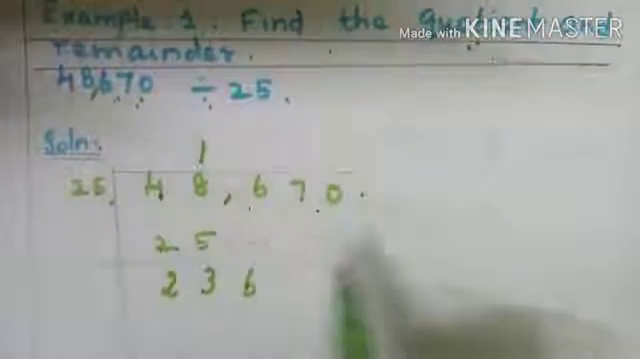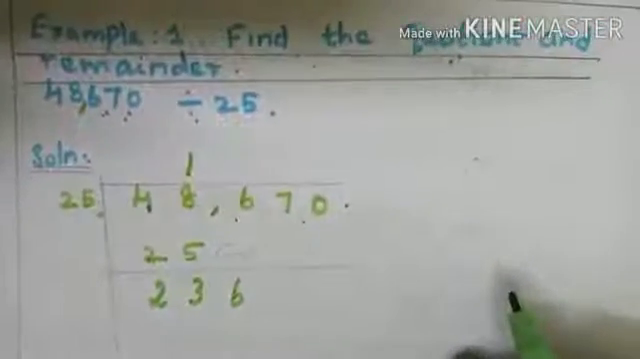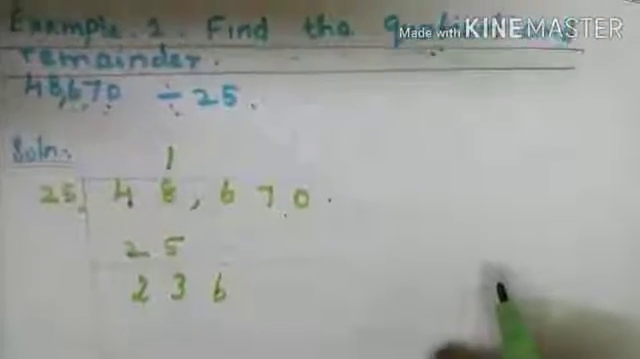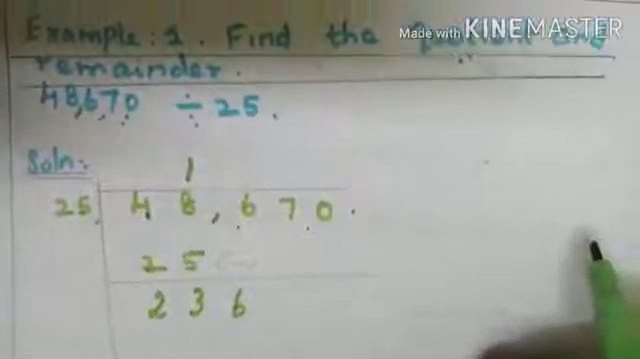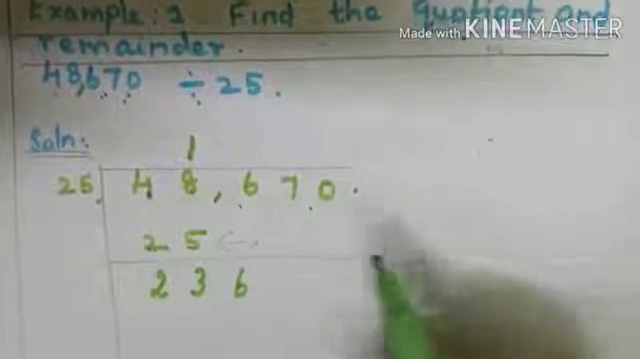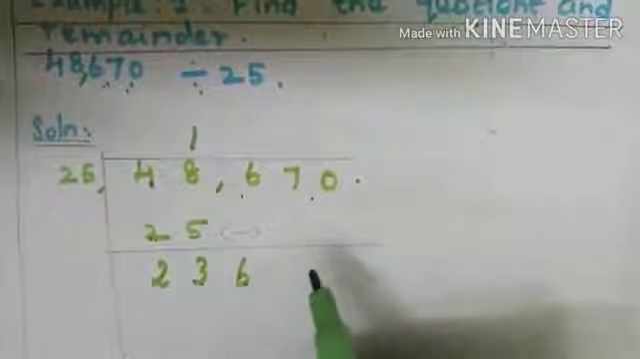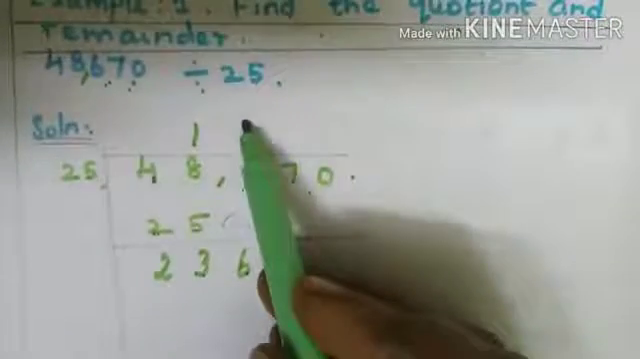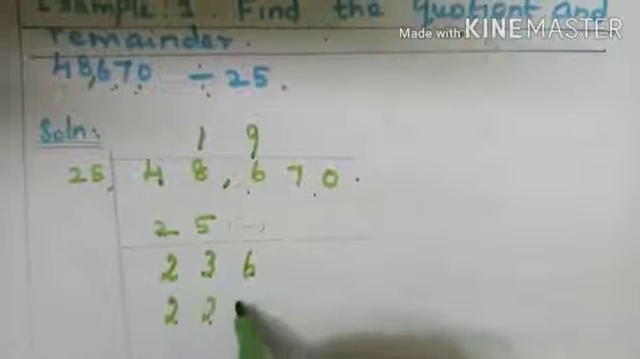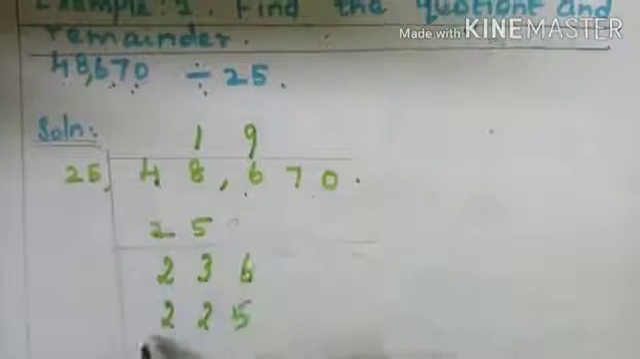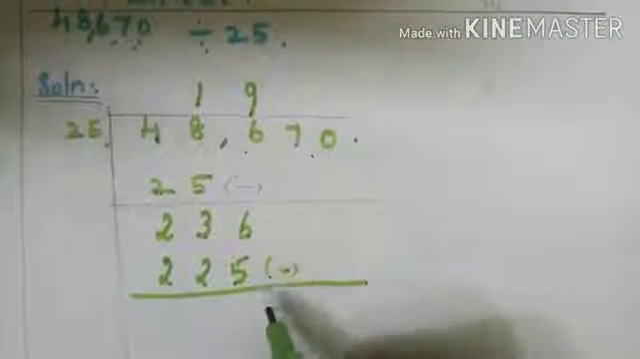Now, you can write the 25th table on the side so that you won't make mistakes. You can write it in the side corner or in the rough space. So, here 236 is there. When we are multiplying 9 into 25, what will we be getting? 225. 9 25s are 225. And now we are going to subtract.